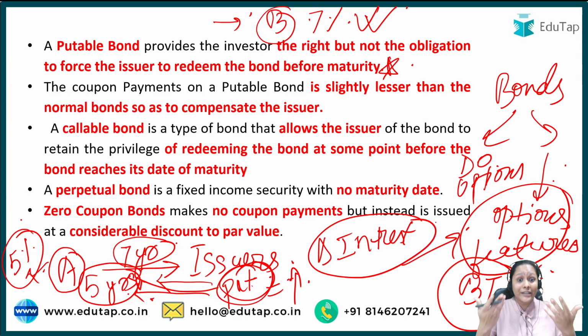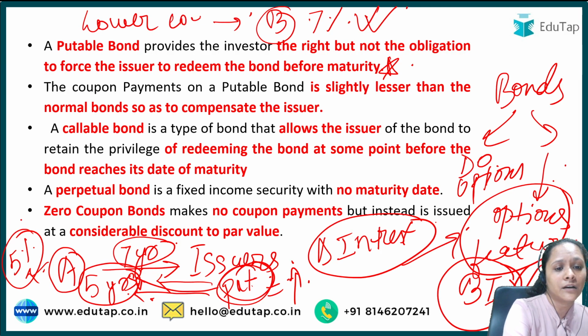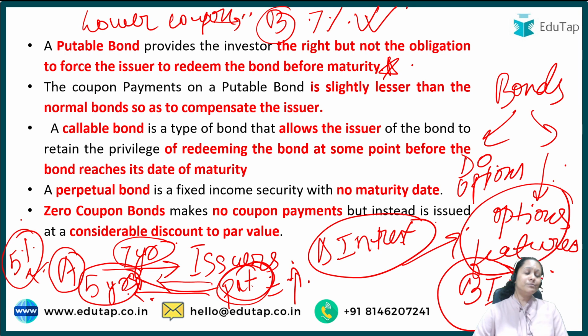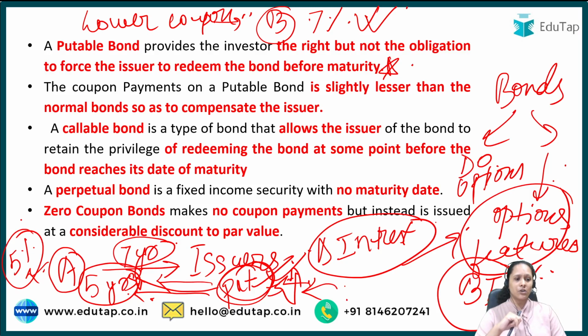So as to protect the issuer, these bonds are issued at lower coupon rates compared to the prevailing coupon rates in the market. Because let's say in future the interest rates rise in the market, in that case the investors can exercise their option. And contrary to the situation, if the interest payments remain unchanged or decrease, then in that case the investor will not exercise these options.